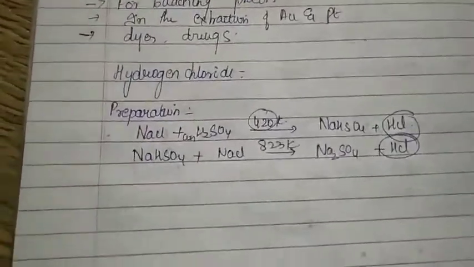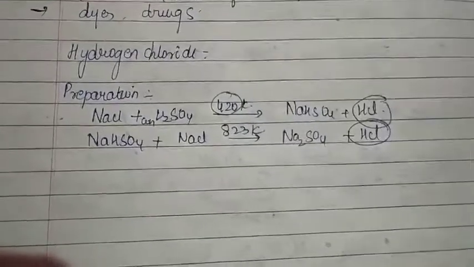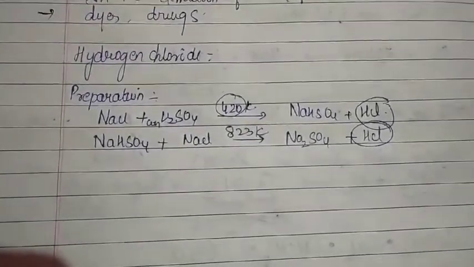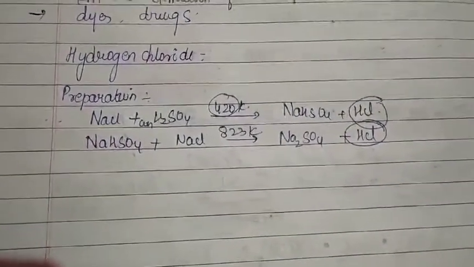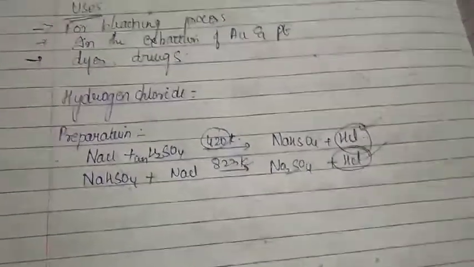One is by treating your NaCl with concentrated H2SO4. Another is by treating your sodium bisulfate, mark my words, sodium bisulfate with NaCl at 823 Kelvin temperature. So whatever HCl you obtain over here will be somewhat moist. Okay, they will have water droplets.